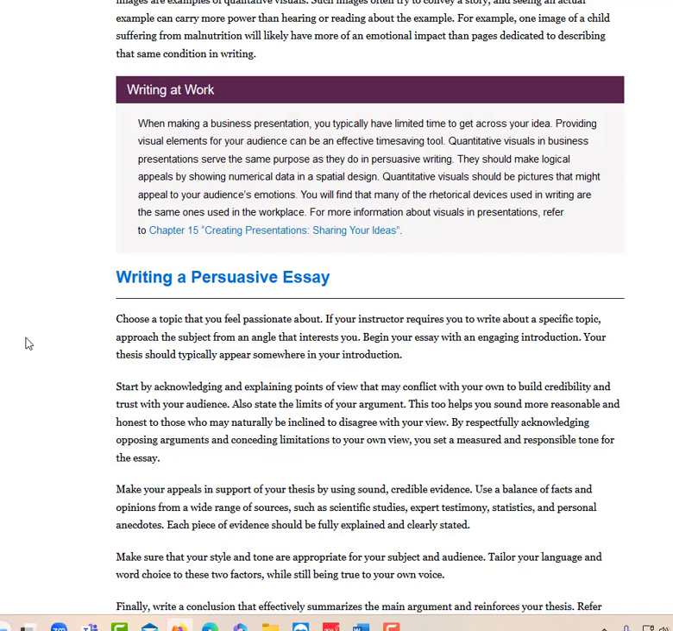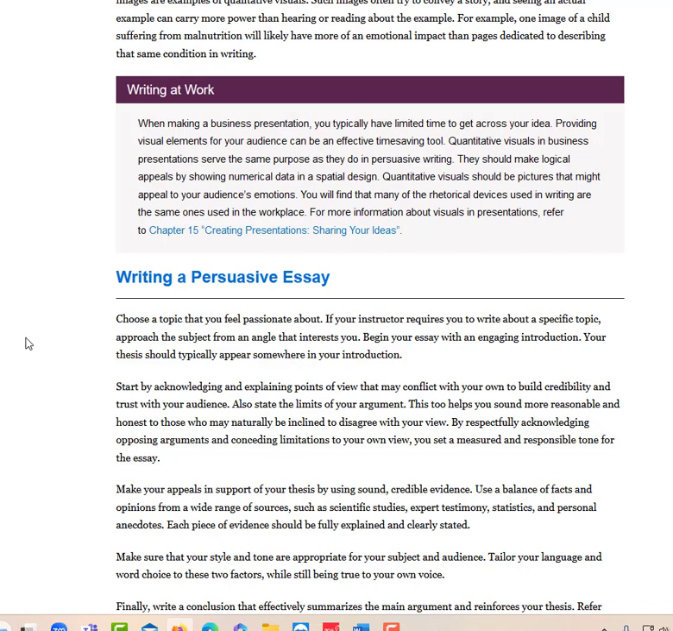When making a business presentation, you typically have limited time to get across your idea. Providing visual elements for your audience can be an effective time-saving tool. Quantitative visuals in business presentations serve the same purpose. They should make logical appeals by showing numerical data in a spatial design. Qualitative visuals should be pictures that might appeal to your audience's emotions.